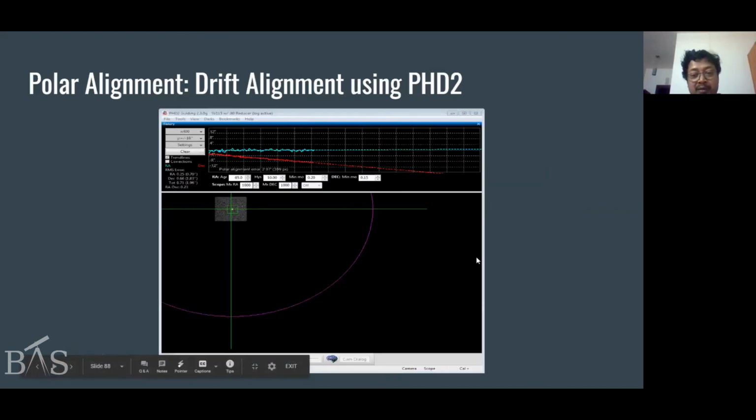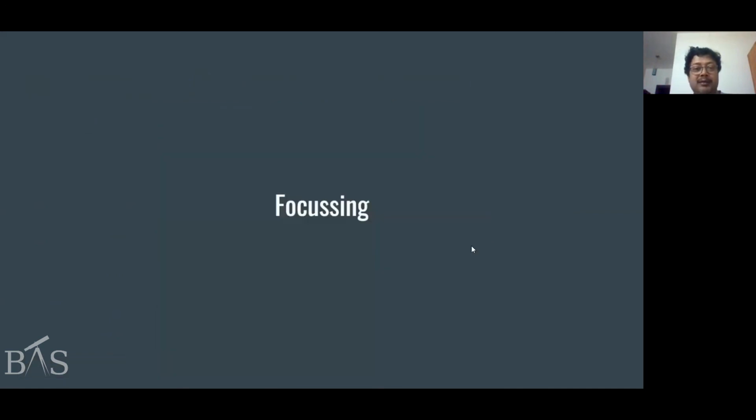For example, here it is showing the current polar alignment error. I don't know what kind of settings it has used. In my case, for 2.97 arc minute, nearly 3 arc minute, the circle is not this big. Okay, so that's about polar alignment.